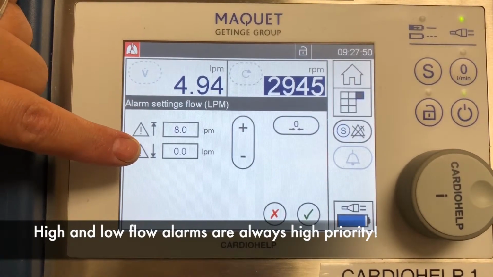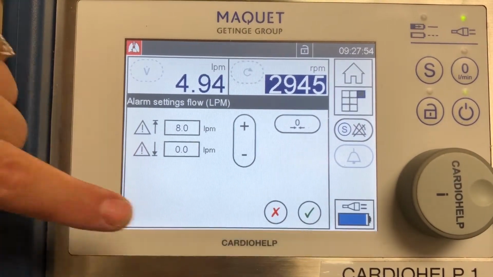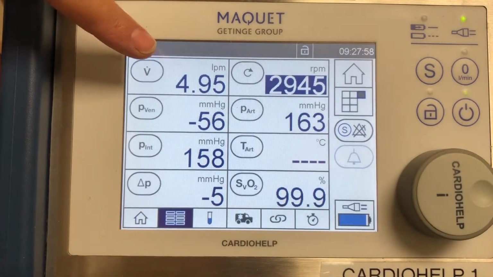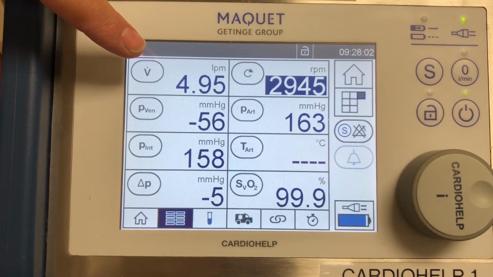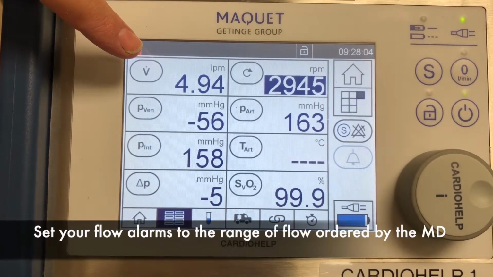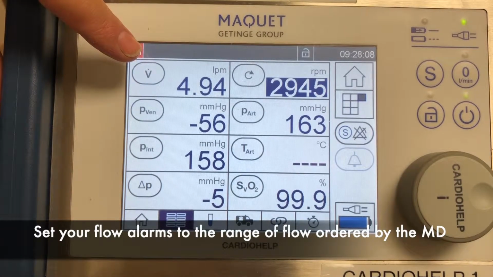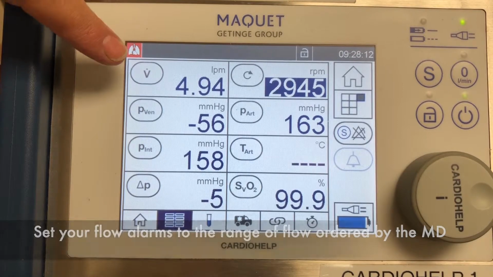As soon as it goes out of that range, it's going to give you a high priority alarm no matter what, okay? And that's where you would set it. I usually recommend for flows, go based off of what the physicians have requested. Let's say they request a range between 2.5 to 3 liters, do your low at 2.5 and your high at 3 liters. So if it goes out of the range that they prefer, then you're alarmed.